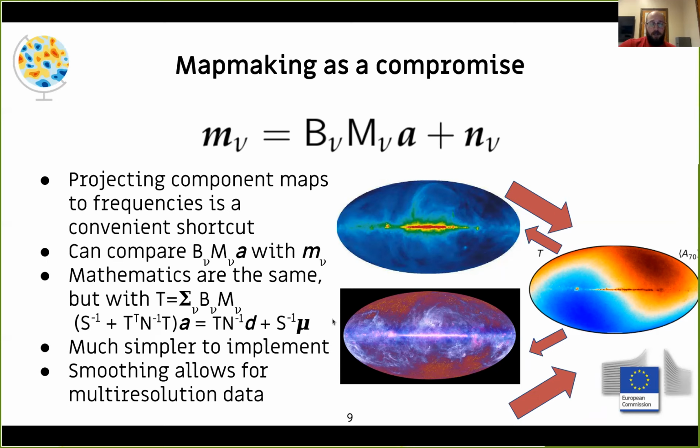As compared to the TOD map making or the component map making, this is much simpler to implement because we can just create the maps for each band individually and then do the map making later. This smoothing of multi-resolution data to a single space allows us to take, say, for example, the Haslam 408 megahertz map and Planck 333 gigahertz and use both of them as templates. This requires some smart preconditioners.